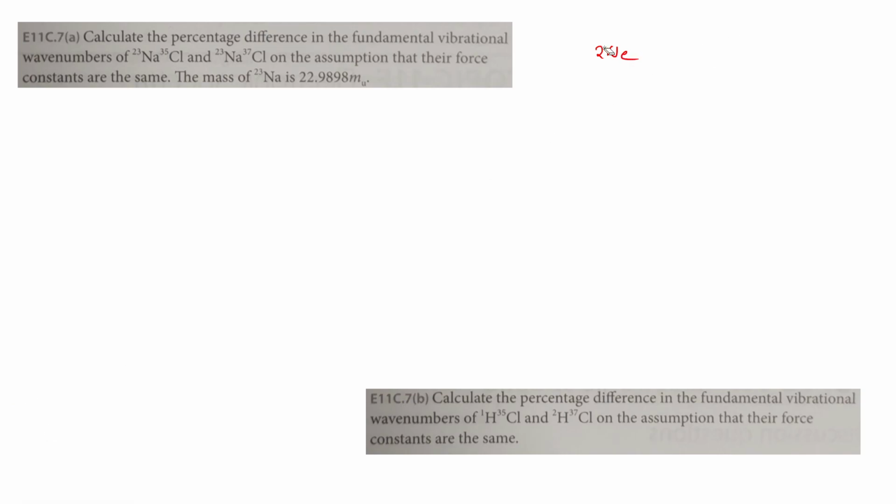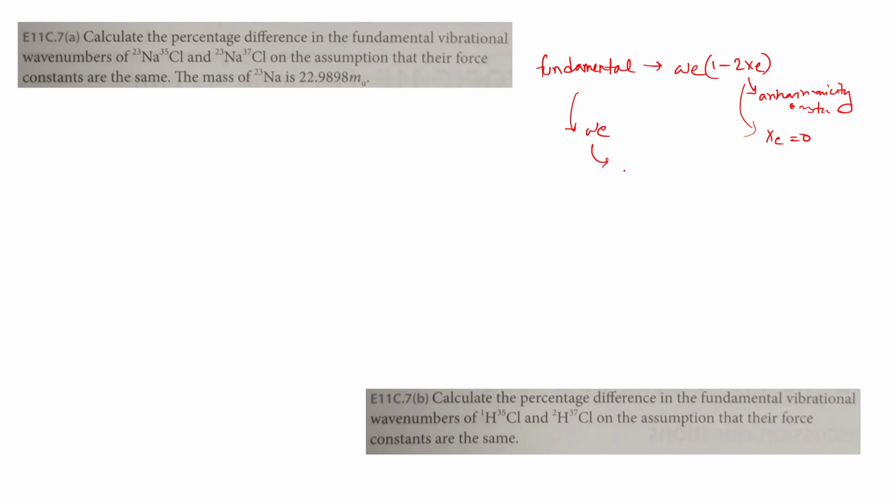So I'll use the eraser once. Your fundamental is ωe into 1 minus 2xe, the anharmonicity constant. It is actually very less. Now for this question, it is not given, so take xe to be 0. So it is ωe. And you know your ωe is nothing but 1 by 2 pi square root of force constant by your reduced mass.